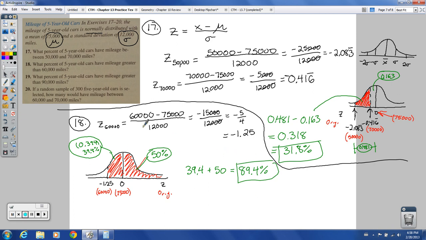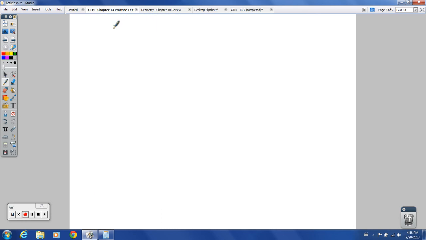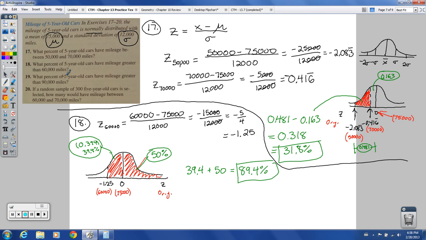Okay, I'm running out of space here, so I'm going to add another page in between here. This is going to be number, what am I on, 19? 19, yes. What does it say? 5-year-old cars, mileage greater than 90. So greater than 90, I'm going to have the same sort of graph, but I'm going to have something over here above the mean now, and just this little sliver over here. So I need to figure out what's the z-score of 90. I haven't calculated that yet.